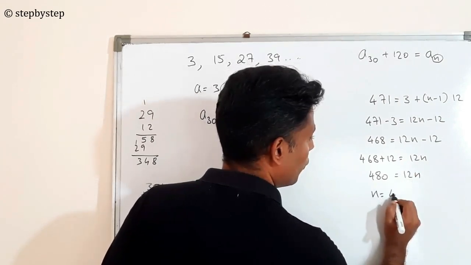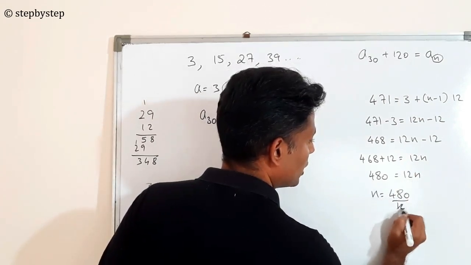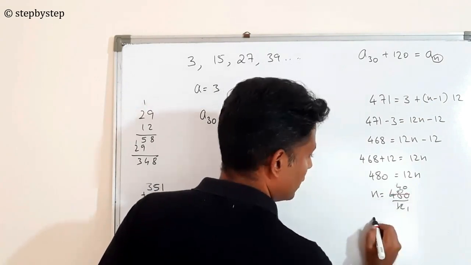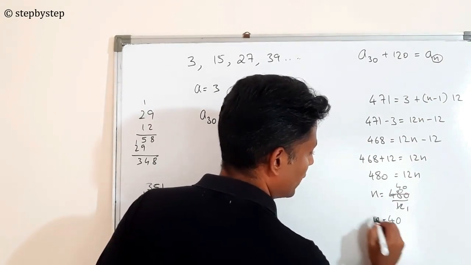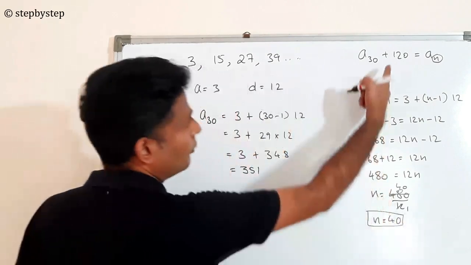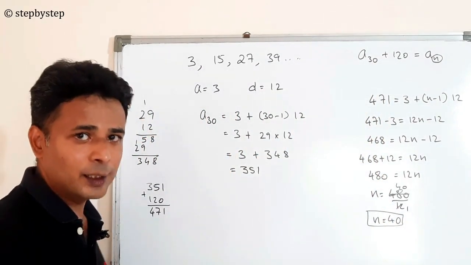So n equal to 480 by 12. 12 fours are 48, so 40. So n equal to 40. So the 40th term will be 120 more than the 30th.